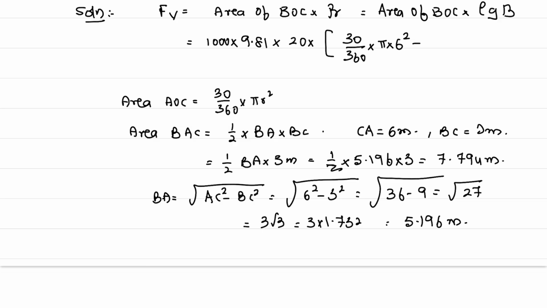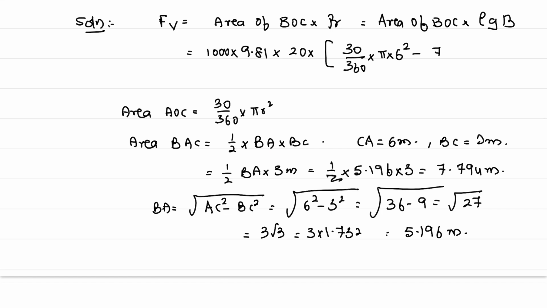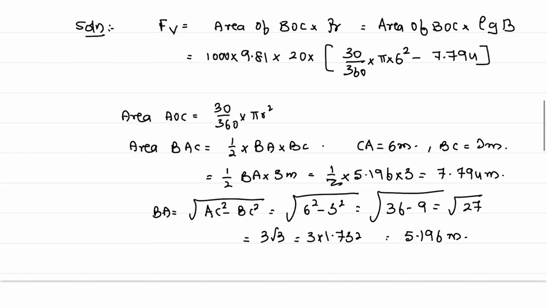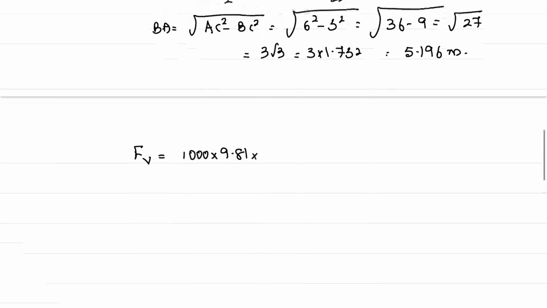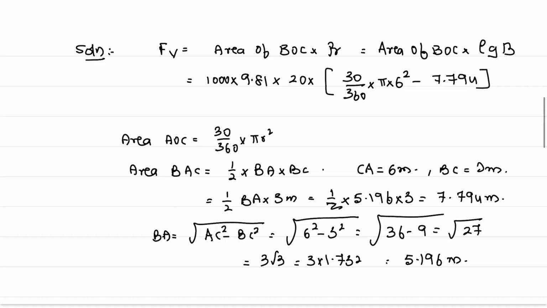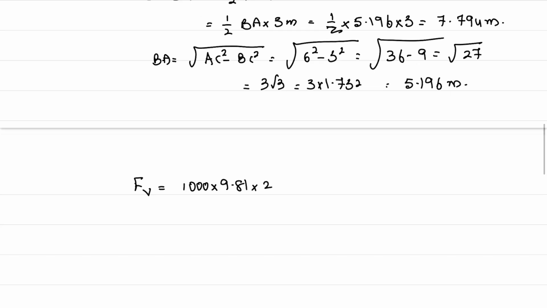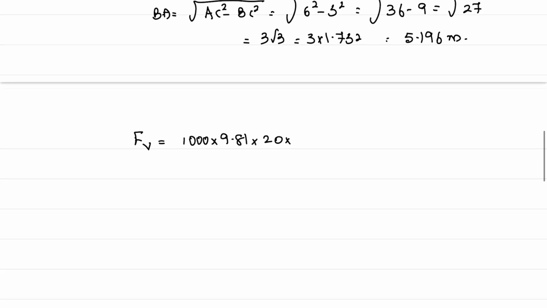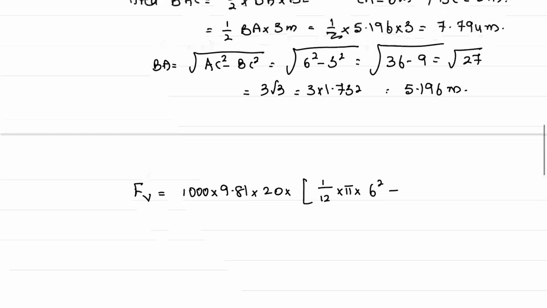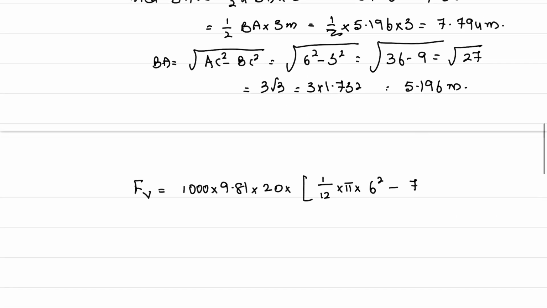Please see how simple it is. Therefore, you deduct this 7.794 from here. So, vertical force is equal to 1000 into 9.81 into 20 into 30 by 360 pi r square. That means 1 by 12 into pi into r square is 6 square minus 7.794.